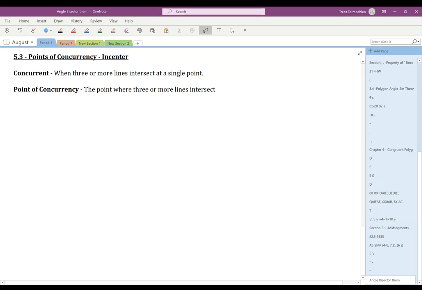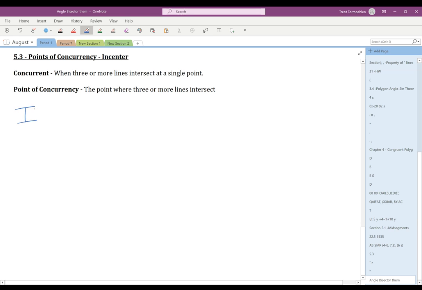In this video, the point of concurrency we're discussing is the incenter. Again, concurrent means where three or more lines intersect at a single point. And so a point of concurrency is that point where three or more lines intersect. And it is a big deal to have a point of concurrency when you have a certain kind of line drawn into a triangle. And so this time we're talking about the incenter.